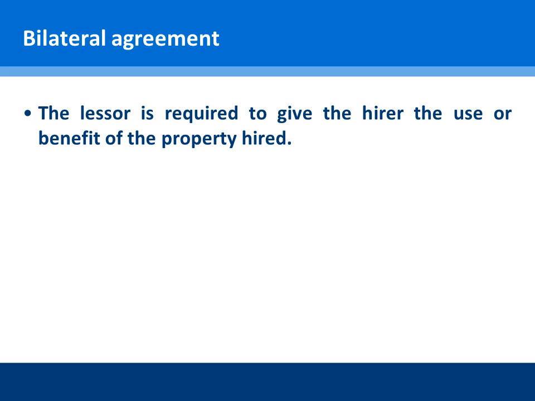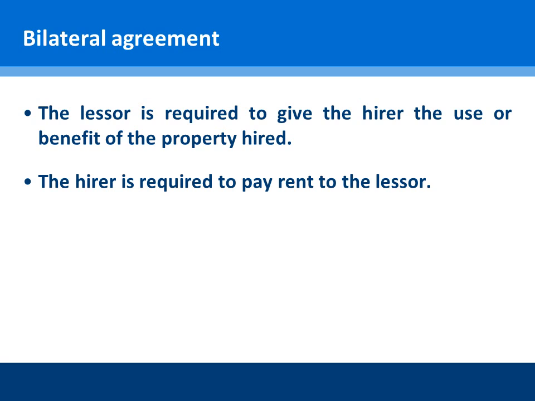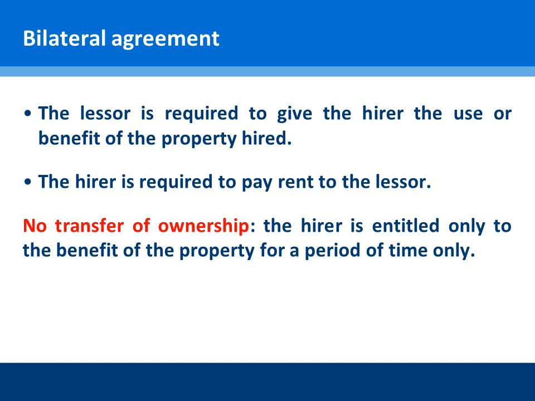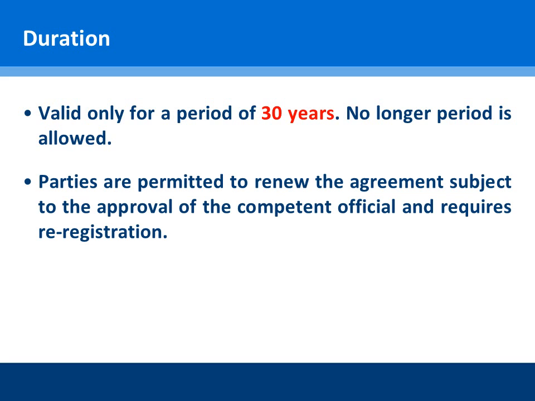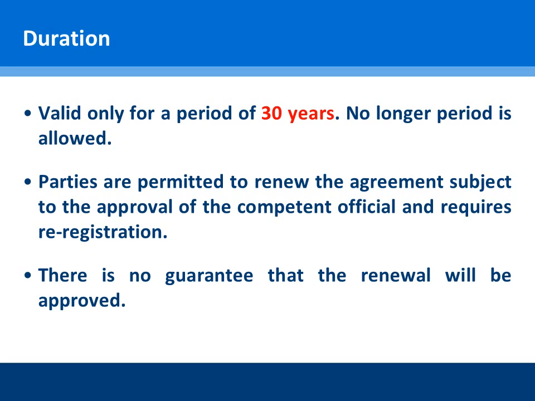It is a bilateral agreement whereby the lessor must give the hirer the use and benefit of the property hired. The hirer is required to pay the rent to the lessor. There is no transfer of ownership in this case. The hirer is only entitled to benefit from the property for a period of time. The duration of this contract cannot exceed 30 years. Parties, however, are permitted to renew this agreement subject to the approval of the land office. There is no guarantee that this renewal will be approved.